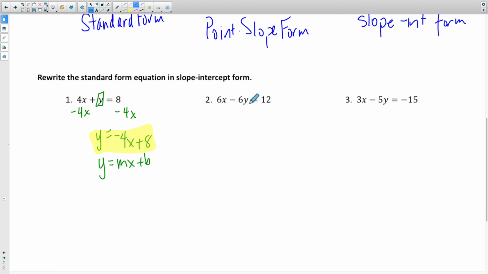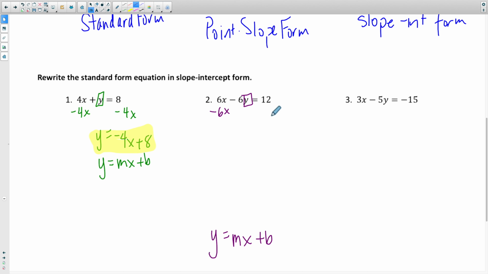All right, let's try another one. Once again, our final destination where we want to get to is y equals mx plus b. So we need to do whatever we need to do to get our equation to look like this. So in other words, we need to isolate that y, get it all by itself. How do we do that? Well, we follow PEMDAS backwards. So in other words, we add and subtract first.